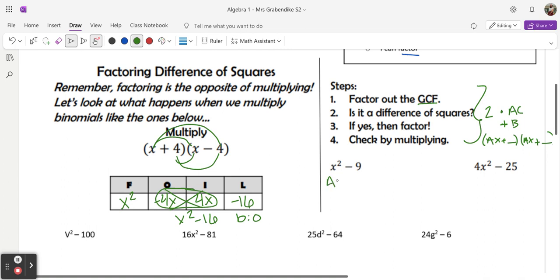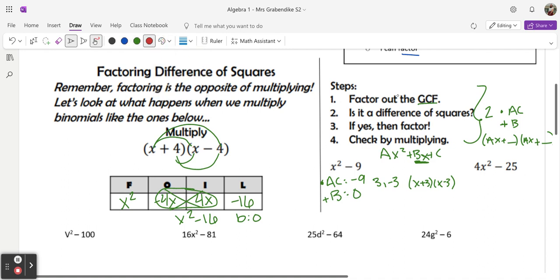Okay, so looking at this first one, I'm going to do this AC and B method. So here my AC, your B term is, remember this is the standard form, right? AX squared plus BX plus C. B is always attached to the X. So this is my A and my C. So my AC is negative 9 and my B is 0. So I'm looking for two numbers that multiply to negative 9 and add to 0. So here that would be 3 and negative 3. So my two parentheses are X plus 3, X minus 3.